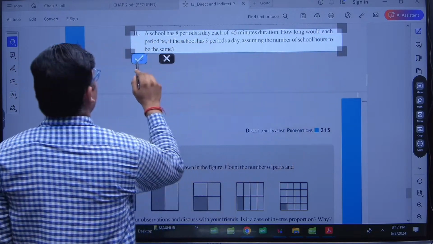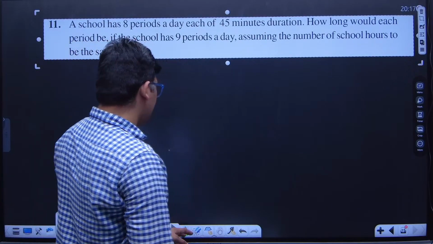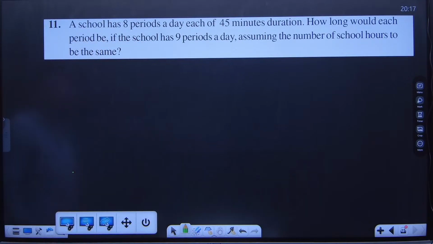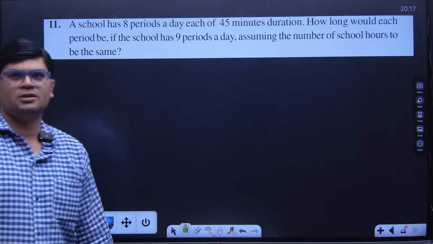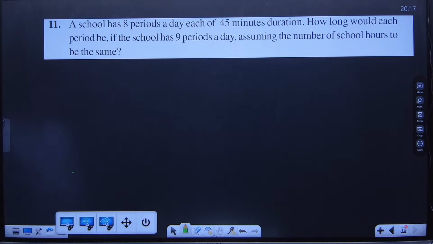A school has 11 periods a day, each of 45 minutes duration. How long would each period be if the school has 9 periods a day? So that means the number of periods is decreased. They are asking you by how much the time will be changed, so that each period will be of equal time. Tell me.